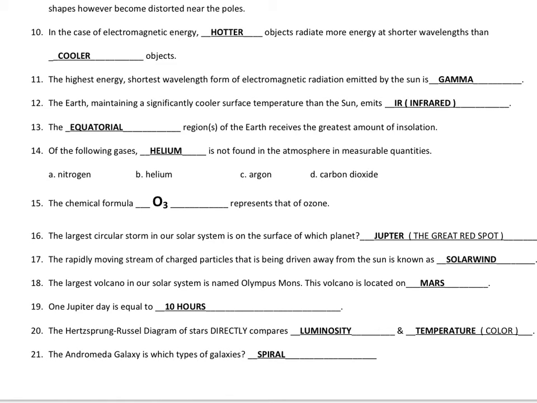The Hertzsprung-Russell diagram of stars directly compares luminosity and temperature. Some of the diagrams have color on the bottom. That's because, again, color is related to temperature.